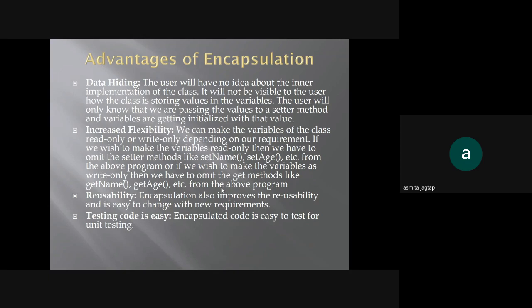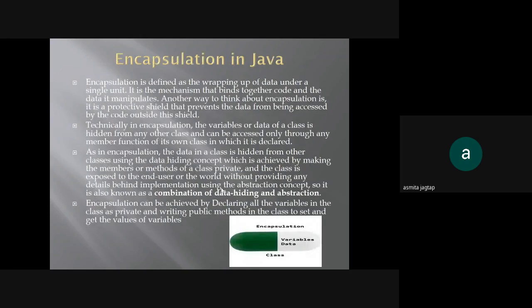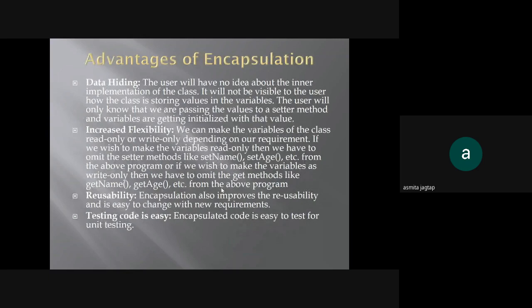So getters and setters, public getters are used. Okay, so this is all about the encapsulation. What are the advantages of this encapsulation? Okay, so data hiding is one. The thing is that the user will have no idea about the inner implementation. We don't know how these things happen.